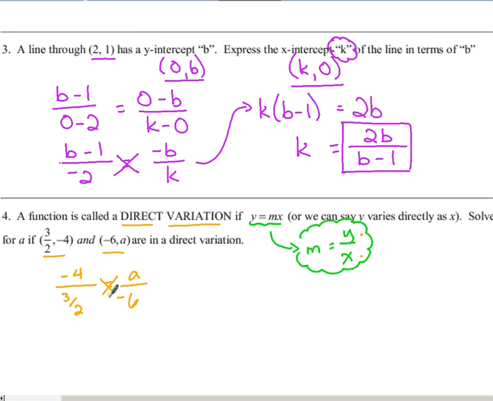Once I set that up and got my proportion, I cross multiply. I've got negative 4 times negative 6, which is 24. That's going to equal 3/2 times a. You've got some options as far as how to proceed, but if I'm solving for a, maybe multiply both sides by 2 to clear the fraction. If you multiply both sides by 2, you get 48 equals 3a. Divide both sides by 3, and a is going to be 16.